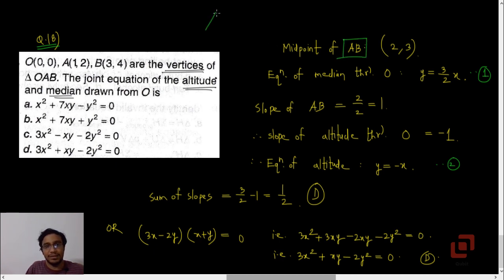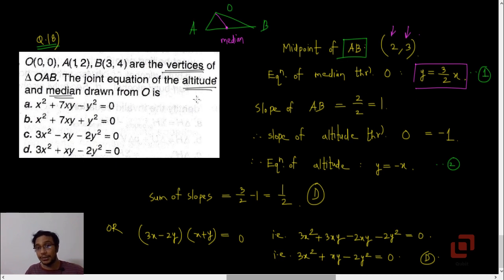Okay, because if this is the triangle OAB, then the median through O will be the line passing through the origin and the midpoint of AB. So I have first found out the midpoint of AB by the midpoint formula. (1 plus 3) is 4, 4 upon 2 is 2, (2 plus 4) is 6, 6 upon 2 is 3. Now we can easily find the equation of the median through O by the slope point form. y equal to 3 by 2 x. So this is the second line that we want.